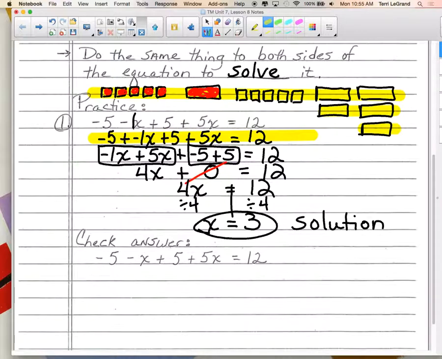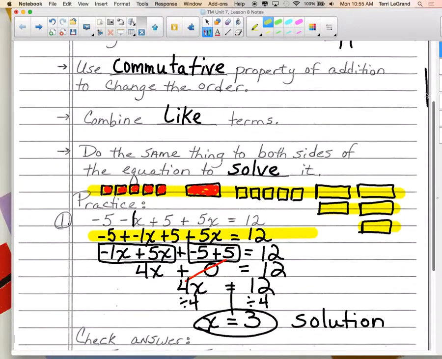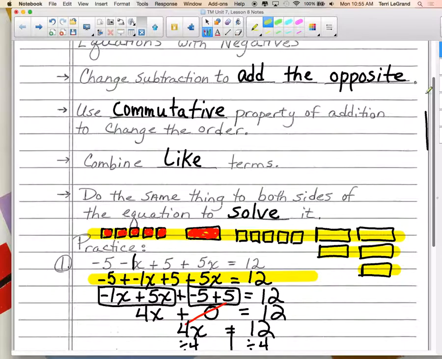The first step, of course, was changing it from subtraction to add the opposite. So we kind of skipped that step because we'd already done that step, and that's what we need to do anyway to use algebra tiles. The next thing that we did is we rearranged so that like terms were beside each other. In other words, we grouped things that looked alike beside each other. We changed the order up.